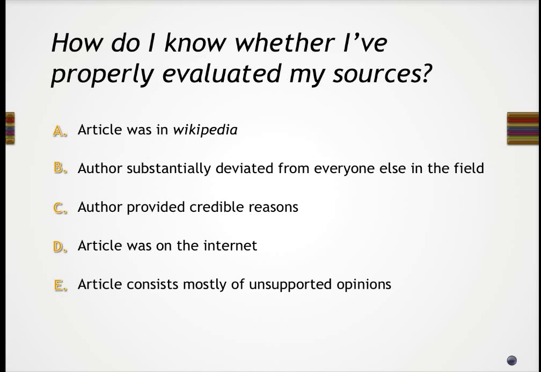So how do I know whether I properly evaluated my sources? That's the question to you. A, the article was in Wikipedia. B, the author substantially deviated from everyone else in the field. C, the author provided credible reasons. D, the article was on the internet. E, the article consists mostly of unsupported opinions. So I'll give you a few seconds to think about the answer, or you can pause the video and think about the answer.